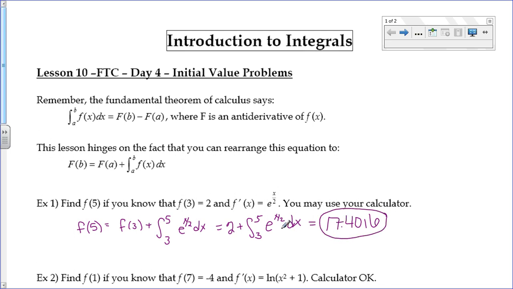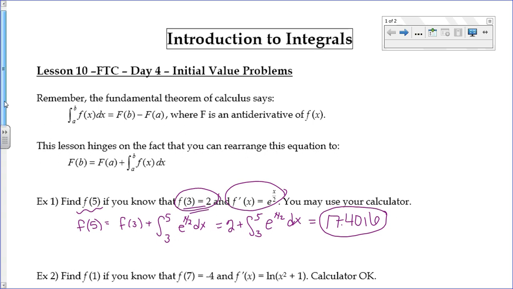And there you go. Here's why it's called an initial value problem. I know f of 3 is 2, and I know the derivative. I have an initial value of a function, and I know its rate of change. I want the ending value of the function on a specific interval. Okay? So now we're going to do it a different way.